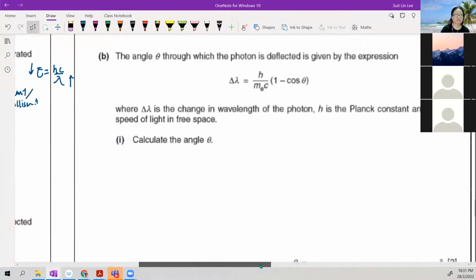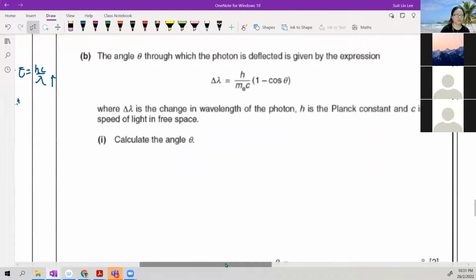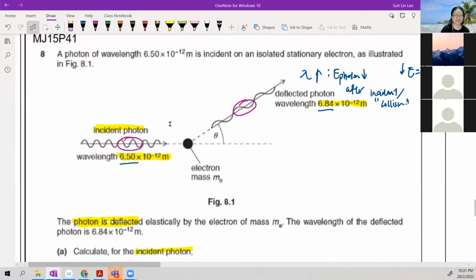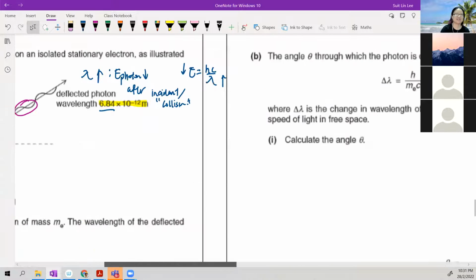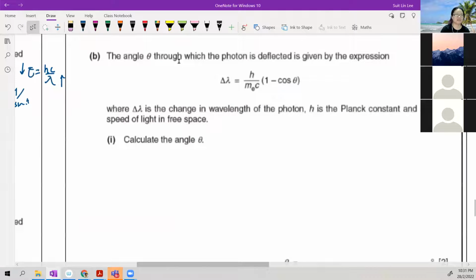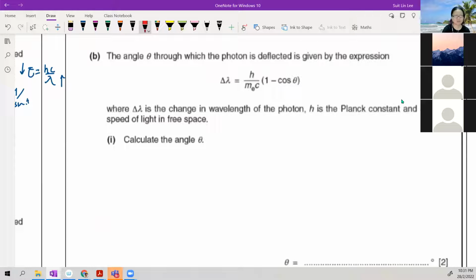Okay, next. The angle theta. Wow, good thing we don't have to do resolution, right? Resolve vector, horizontal, vertical, very nice. The only thing they say here is the angle theta through which the photon is deflected is given by the expression, where delta lambda is the change in wavelength of the photon, h is the Planck's constant, and c is the speed of light in free space. Calculate theta. Sure, can just substitute.